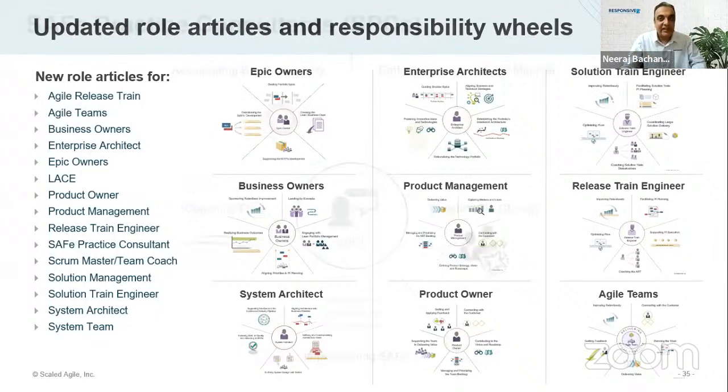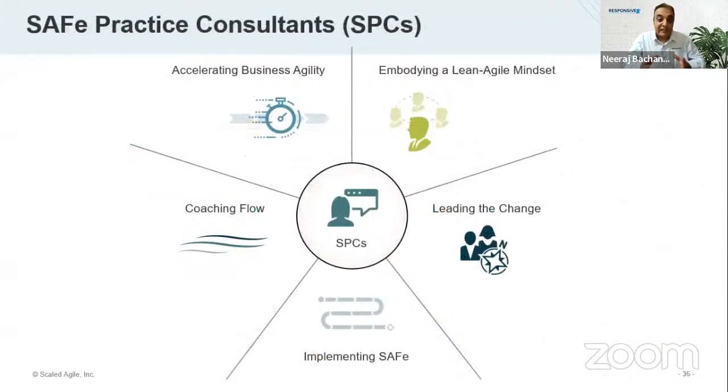And that is the reason why the SPCs, who were earlier known as SAFe Program Consultants, are now called SAFe Practice Consultants. Somewhere the word program gets related to project, and a project is just a temporary endeavor with a fixed start and end date. It just represents a container of work. Whereas a product is something that delivers value to the customer forever, whenever there is a need for that value, right?